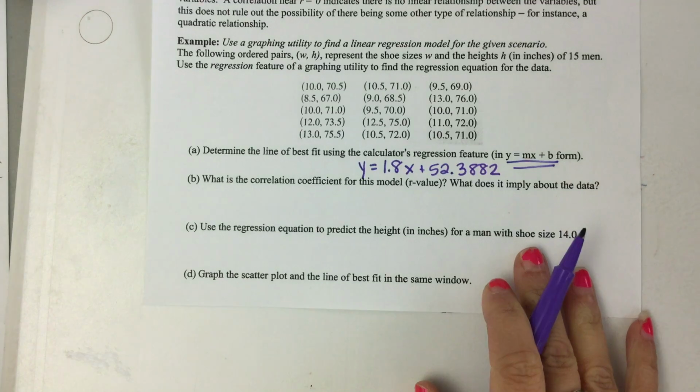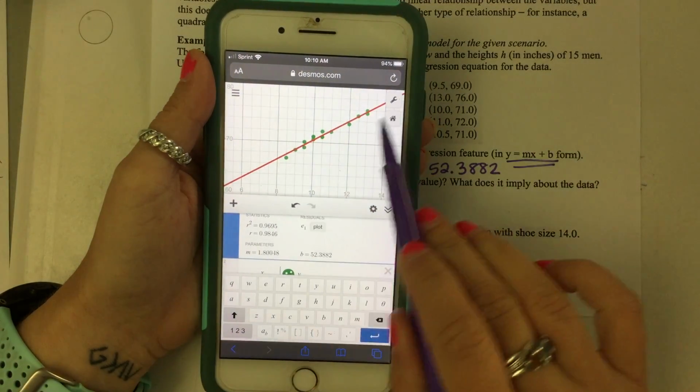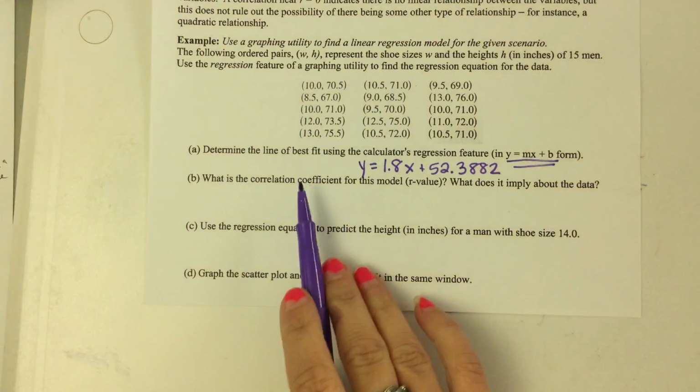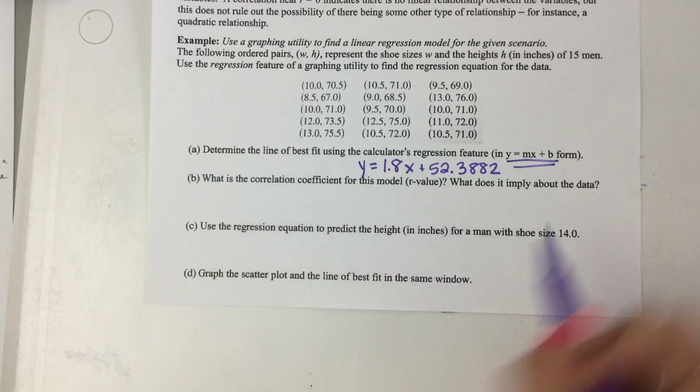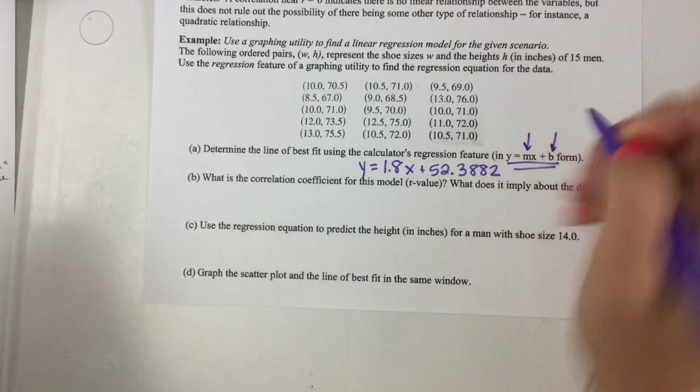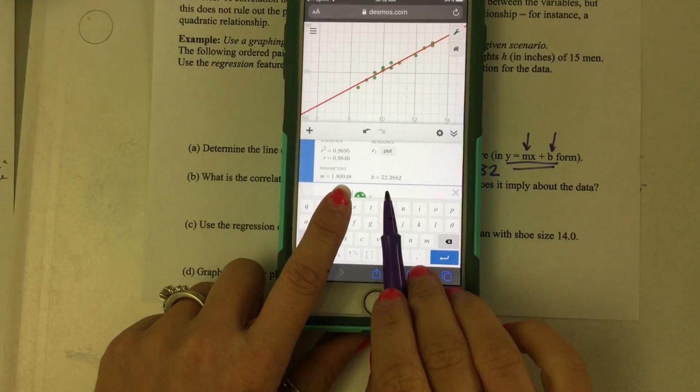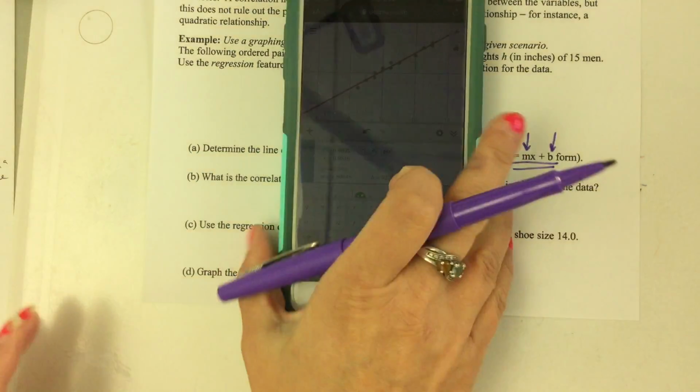That is the line of best fit. That's the line that they just graphed here. That's what question number 1 asks. Determine the line of best fit. You fill in your M, you fill in B. Again, Desmos gives that to you. There's M and there's B.